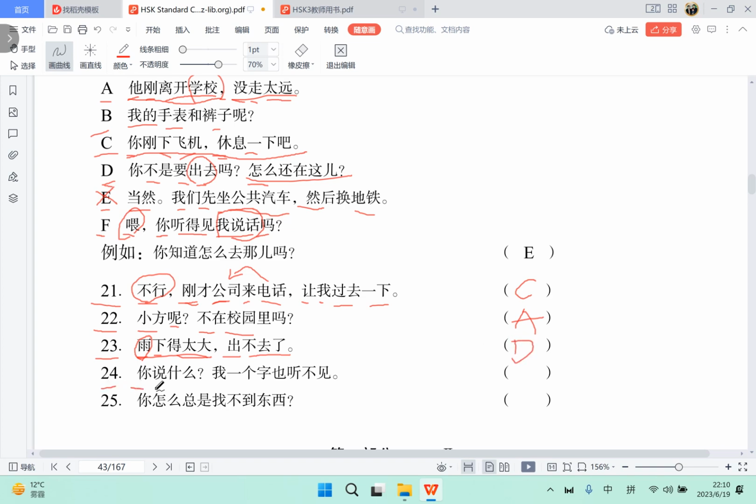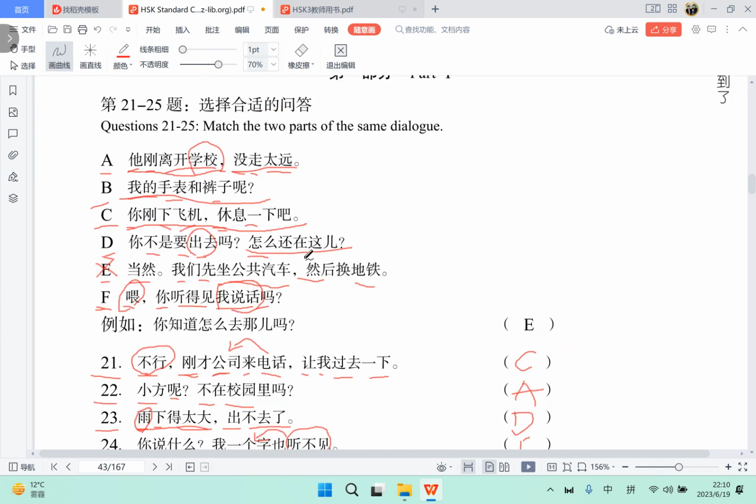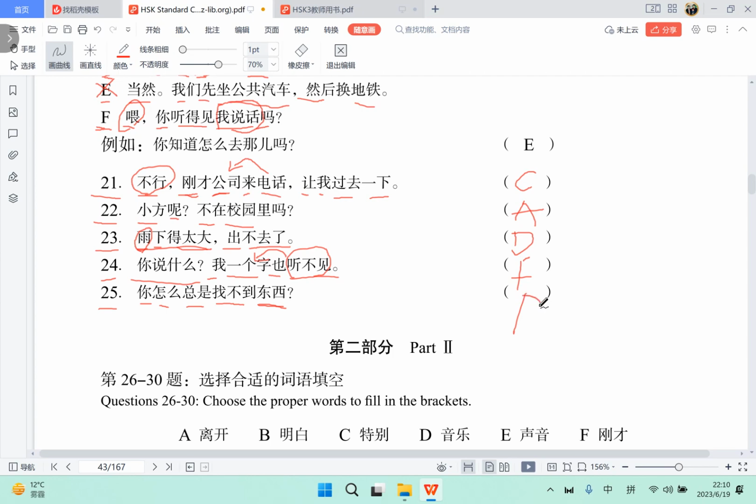24: 你说什么? What did you say? 我一个字也听不见, so I can't hear even one word, even one character. So this one we choose F, right? So 听见听不见. 25: 你怎么总是找不到东西? So why can you never find things? Okay, so 我的裤子和手表呢, so we choose B.